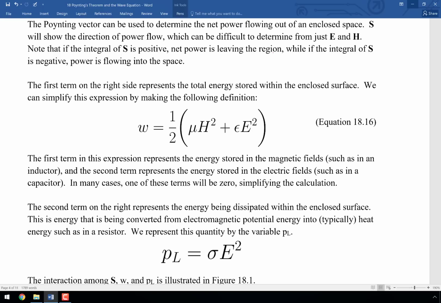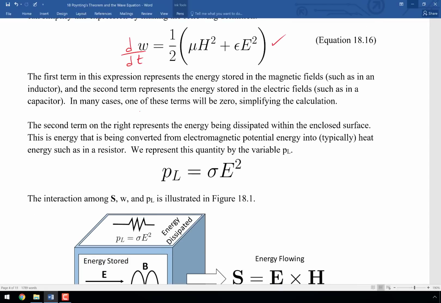I go through quite a lot of space here to talk about this. Here we have an expression that represents the amount of energy that is stored in a system. Don't forget that we're actually taking the derivative of W with respect to t, and then we also have to take the volume integral of that. So in order to get the final term in Poynting's theorem, we have to do some more work on this. And then P_L is the expression that we're using to represent the power that's being dissipated, and that's typically turned into heat. If you think of a resistor, it's going to convert electrical or magnetic potential energy into heat.